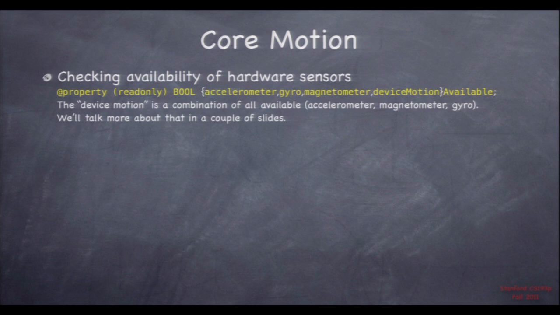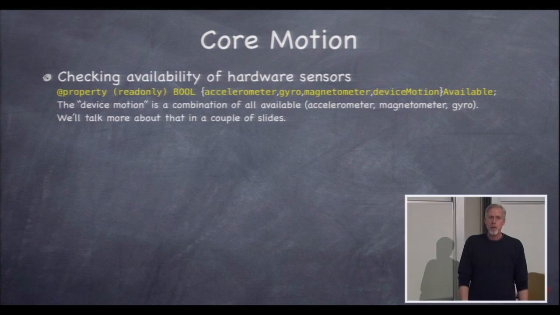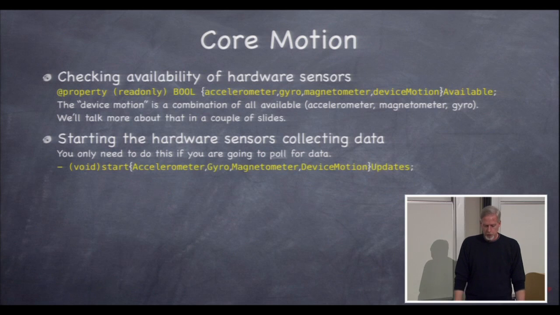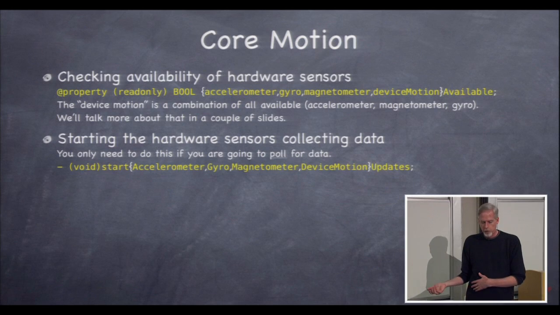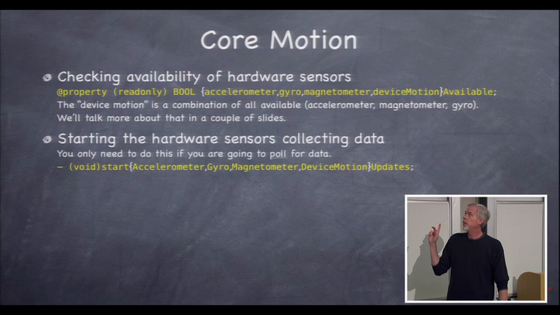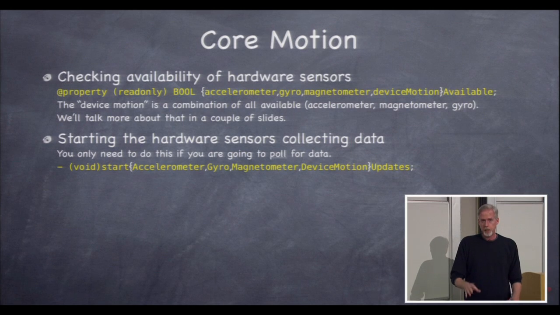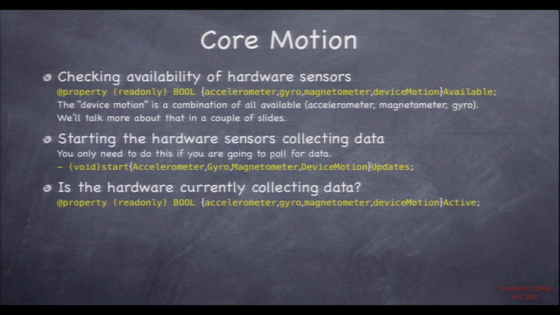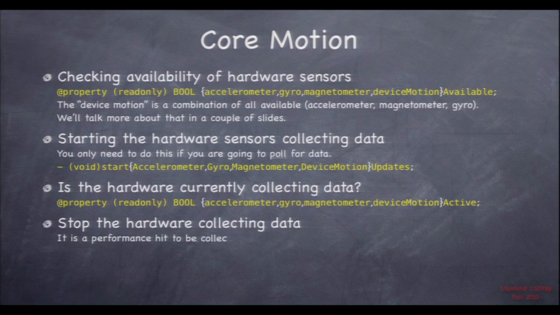So how do you check the availability of the sensors? It's very simple. In CMMotionManager, there are these properties: accelerometerAvailable, gyroAvailable, magnetometerAvailable, deviceMotionAvailable, et cetera. There's an interesting one there, the last one called device motion. We're going to talk about what device motion is, because it's kind of a combination of all the other ones. Then you can just start it running. You start whatever hardware you want running by saying start updates. And you can also find out whether the CMMotionManager is currently collecting data from a particular hardware device by asking it whether it's active.